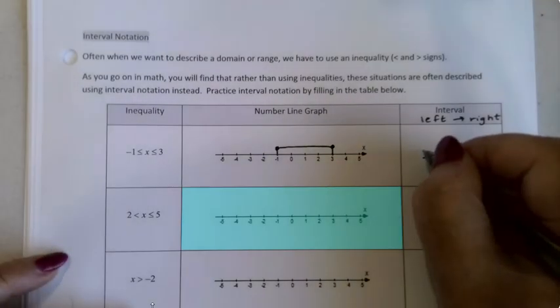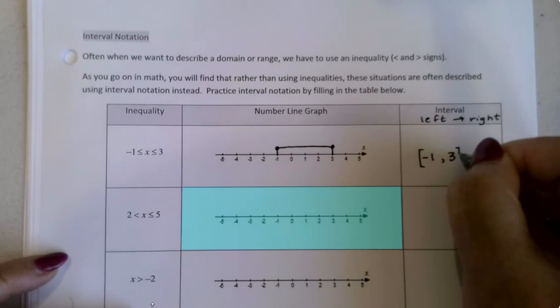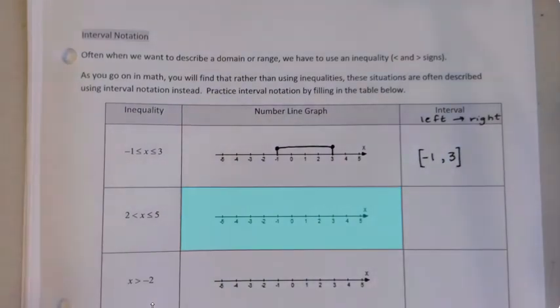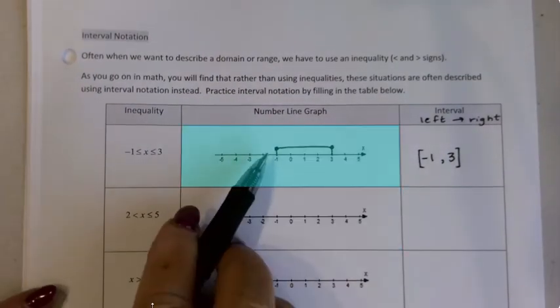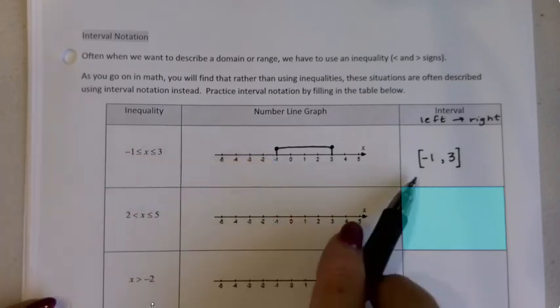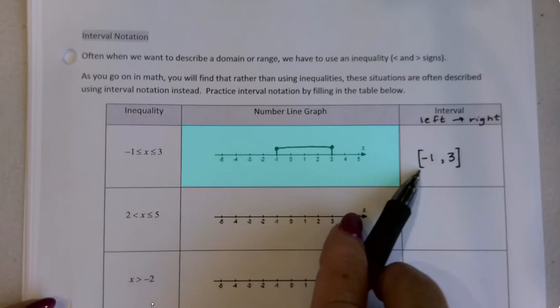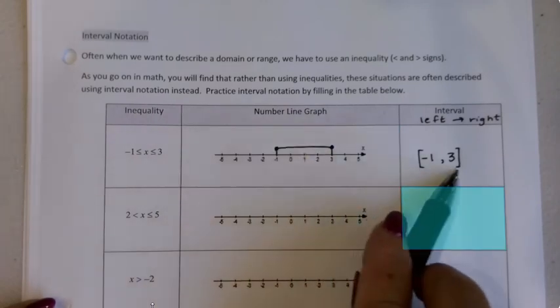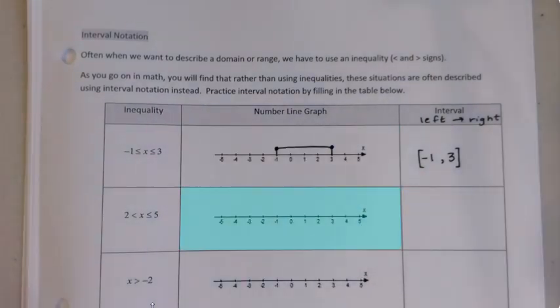All right, I'm now going to put some brackets around this. And the brackets actually represent the endpoints. The fact that I can actually reach -1 is represented by that bracket, and the fact that I actually reach +3 is represented by the other bracket.